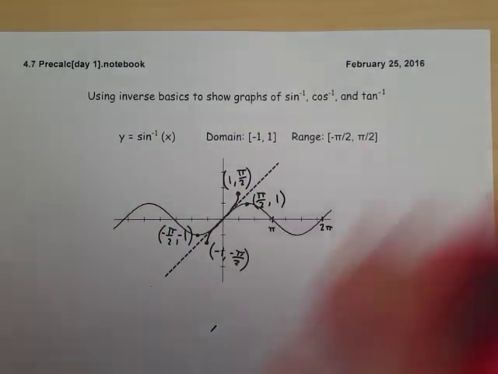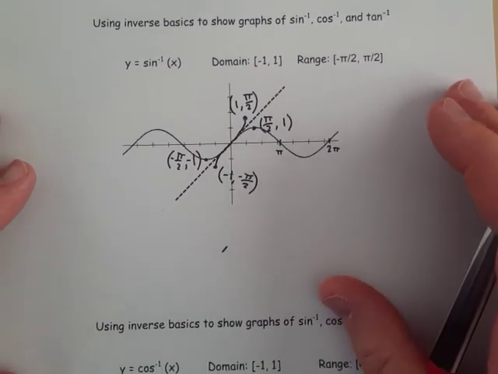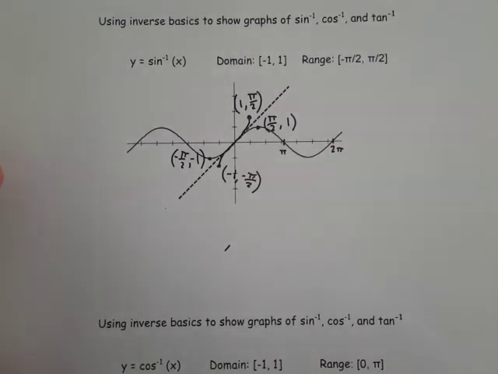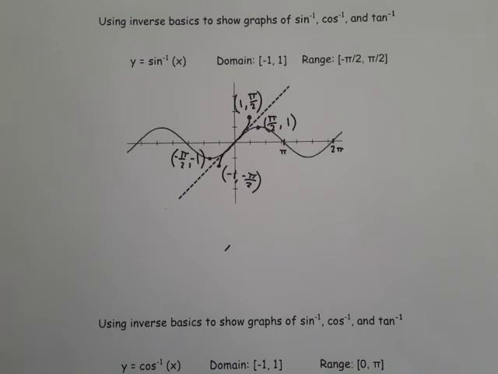We'll summarize it, put all the information that you need on one page, but for now, that's kind of what we're looking at here. So hopefully that gives you a little bit better idea of where the graph of sine inverse comes from.